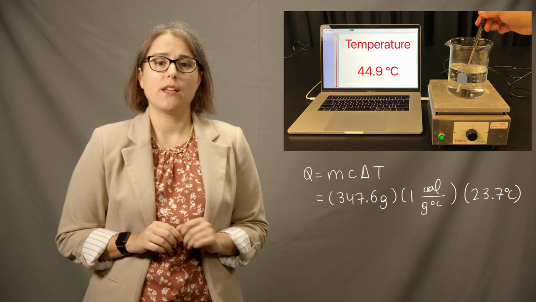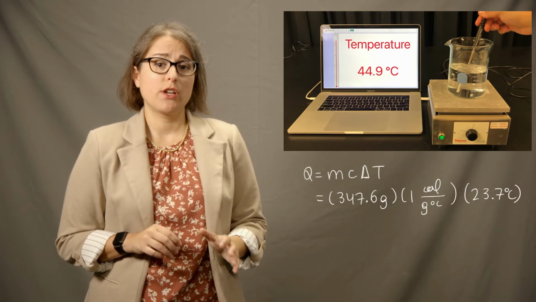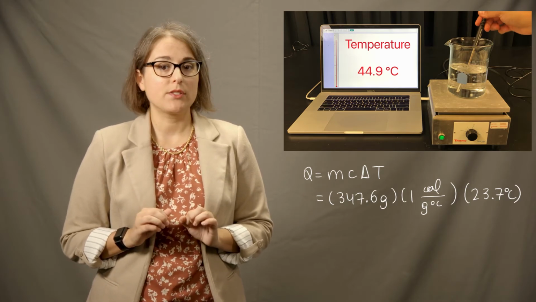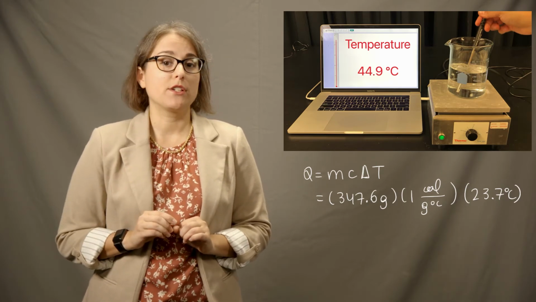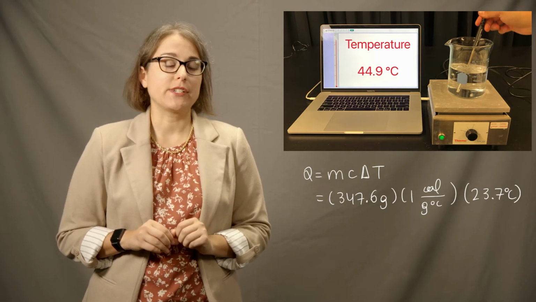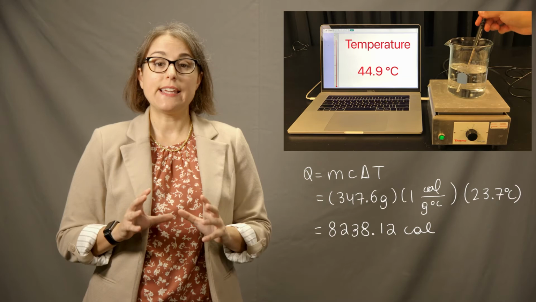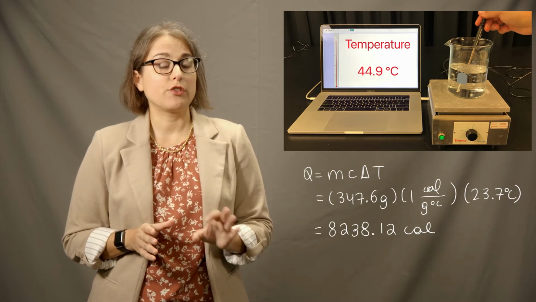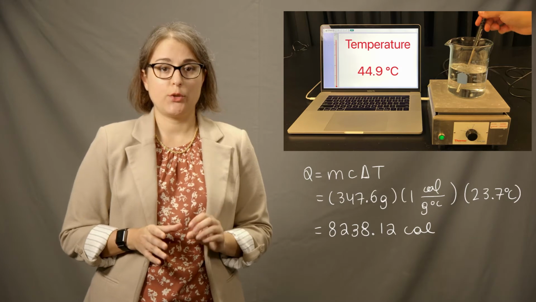Plugging the numbers in, we get that the heat equals 347.6 grams times 1 calorie per gram degree Celsius times 23.7 degrees Celsius. The heat absorbed by the water is 8,238.12 calories.